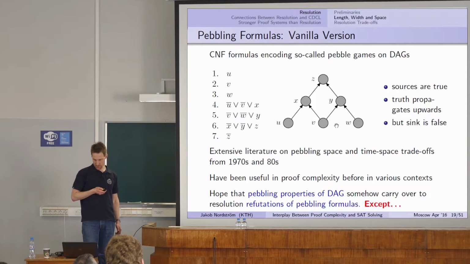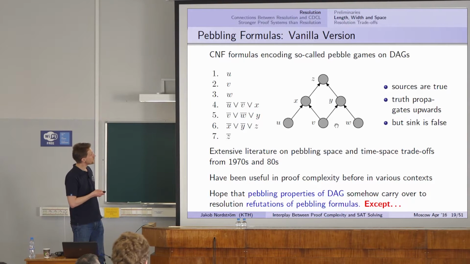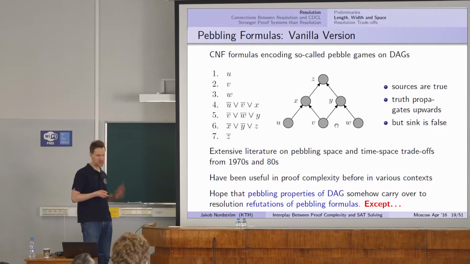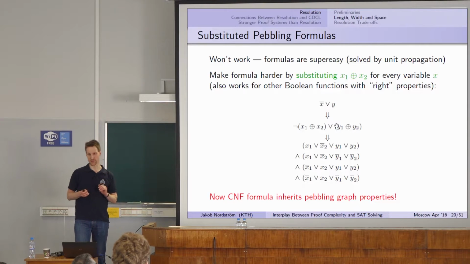Unfortunately, it's also false. And the reason you can see this is that these formulas are extremely easy. If you try to solve them with a SAT solver, it doesn't even get to the resolution phase, because it will just see, oh, these are unit clauses. These I have to set to true. Okay, but then once you did that, these clauses 4, 5, 6 also collapse to unit clauses. So I have to set them to true, and then I immediately get a contradiction with z. And resolution can sort of do this as well. So the formulas are super easy, so we don't get any good results.